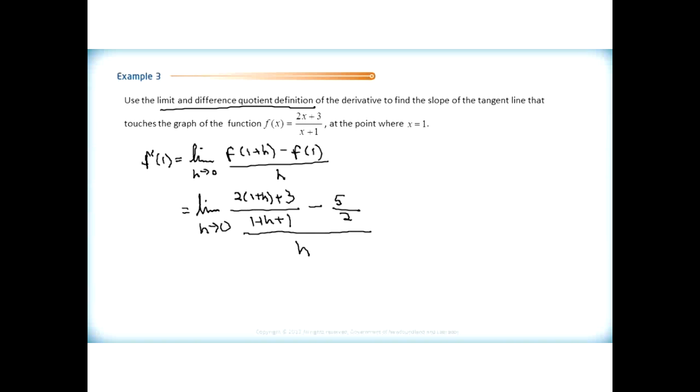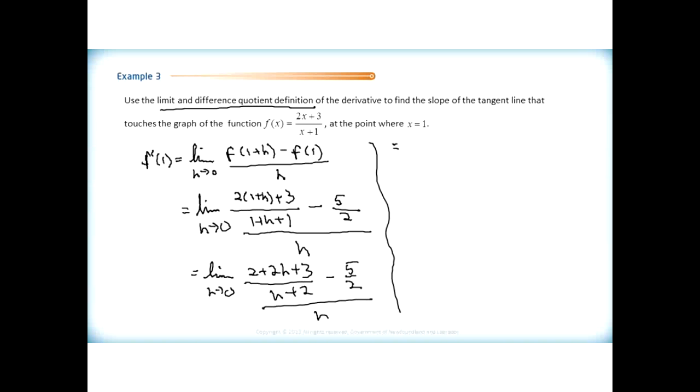Let's simplify the first fraction, and we'll have the limit as h approaches 0 of 2 plus 2h plus 3 all over h plus 2, minus 5 over 2, all over h. I have to add my fractions together in the numerator, and I get a common denominator of 2 times h plus 2. So this will be the limit as h approaches 0 of 2h plus 5 multiplied by 2 over 2 times h plus 2, and then subtract 5 times h plus 2 over 2 times h plus 2.